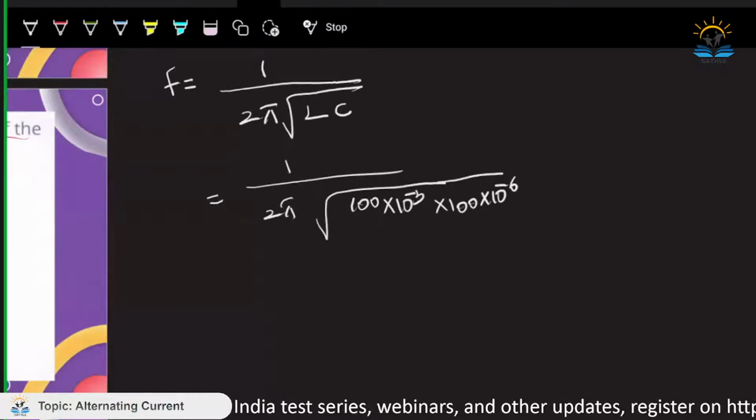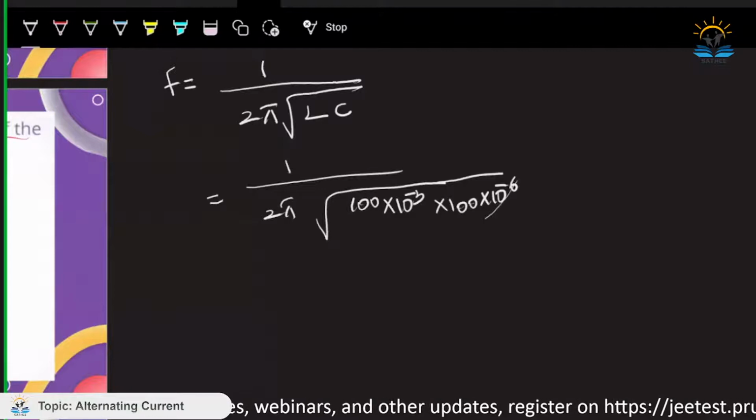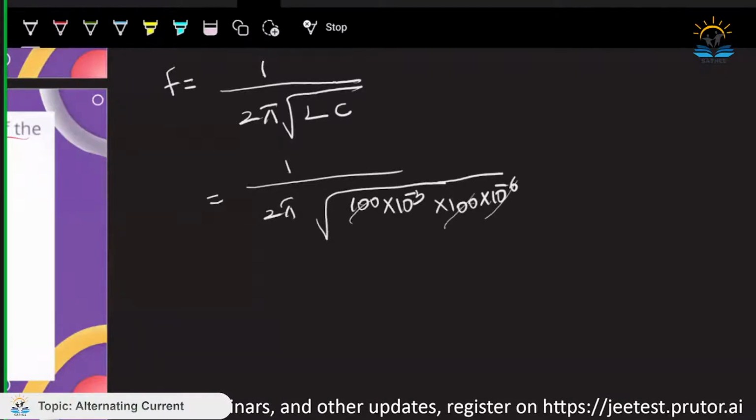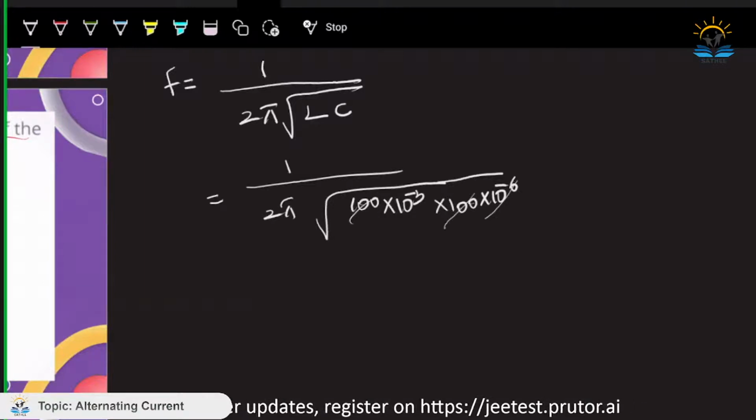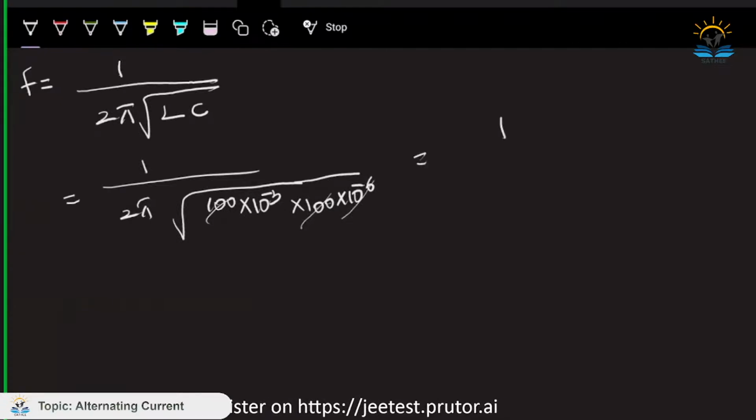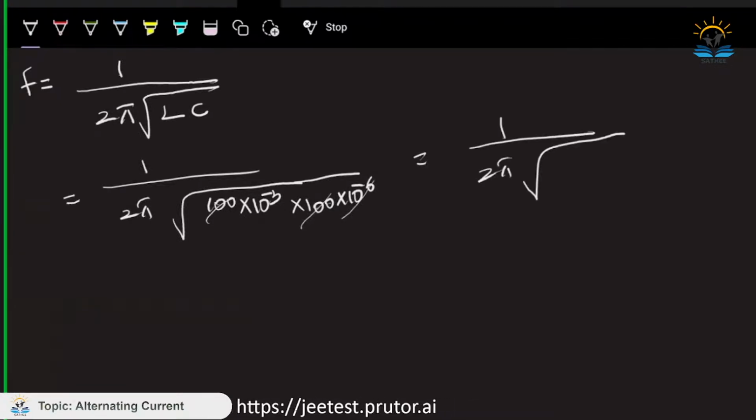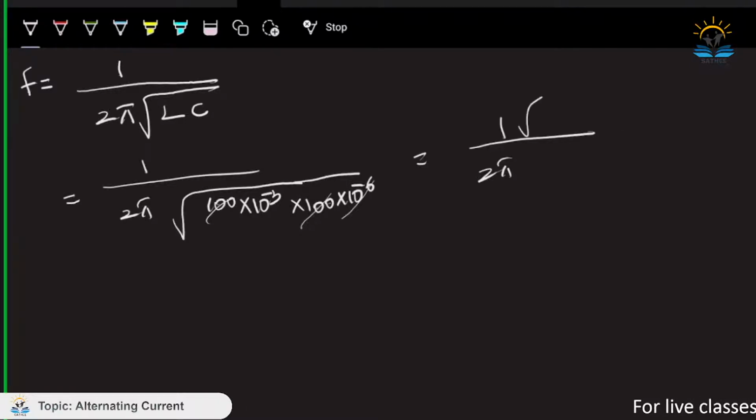So here what we can do, the powers of 10 combine to 10 raised to minus 5. If it comes to the numerator, it will become 10 raised to plus 5. So 10 raised to 4 into 10, I can write.